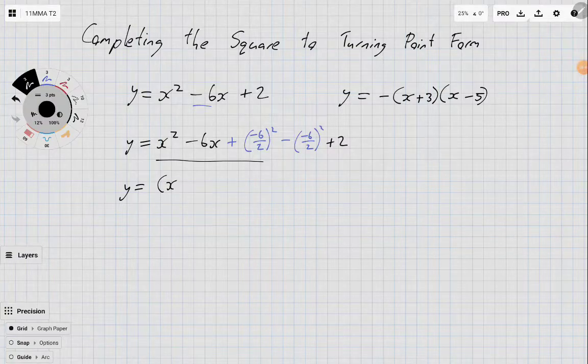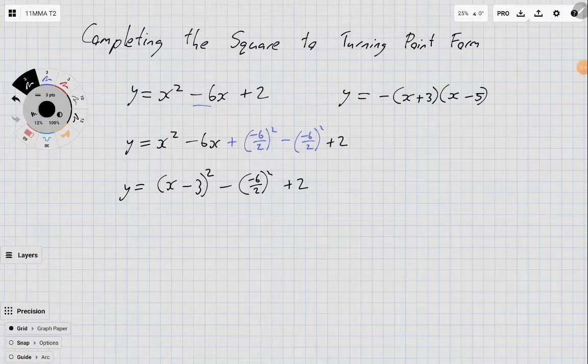So we get x minus 6 on 2, which is just negative 3. So it's x minus 3 squared minus, and then we have minus 6 on 2 squared plus 2. Now we just need to clean up the end, and we get y is equal to x minus 3 squared.